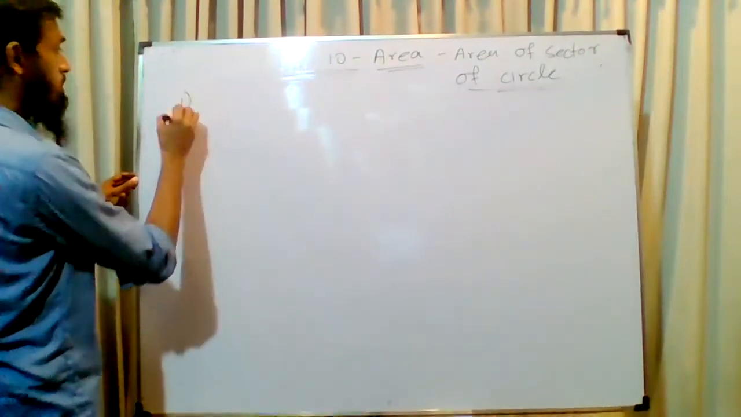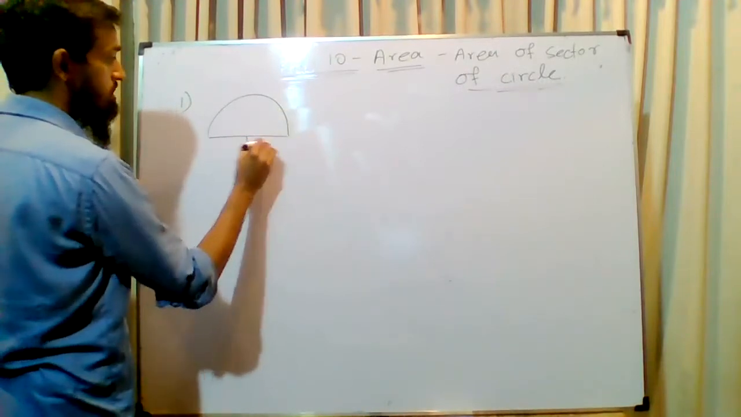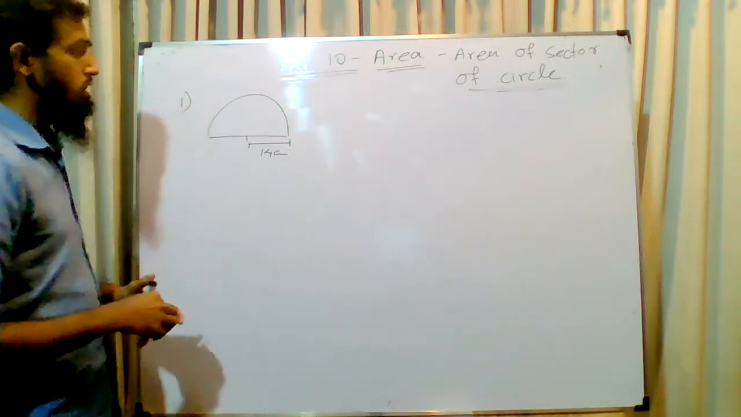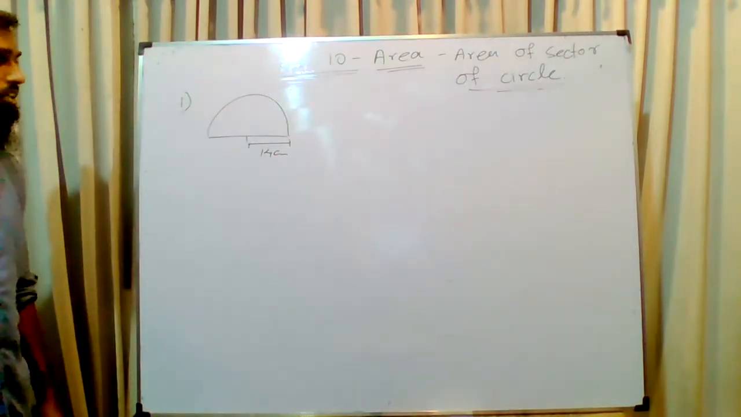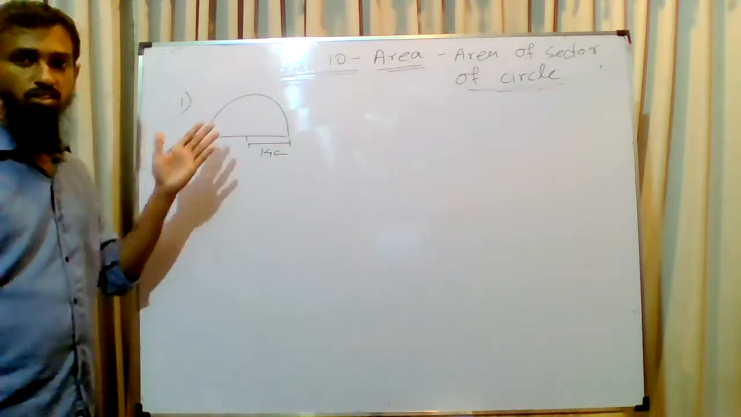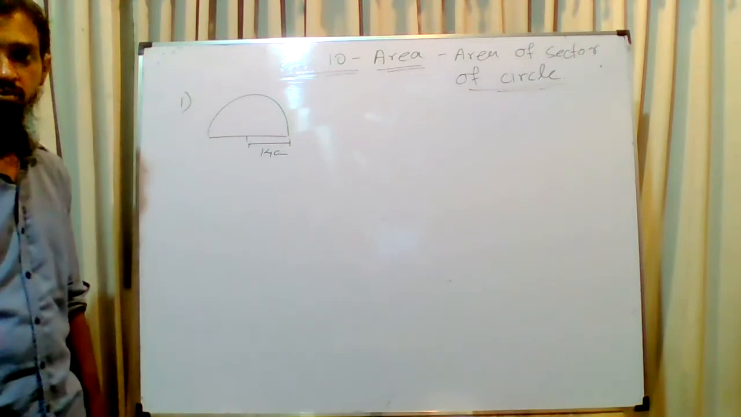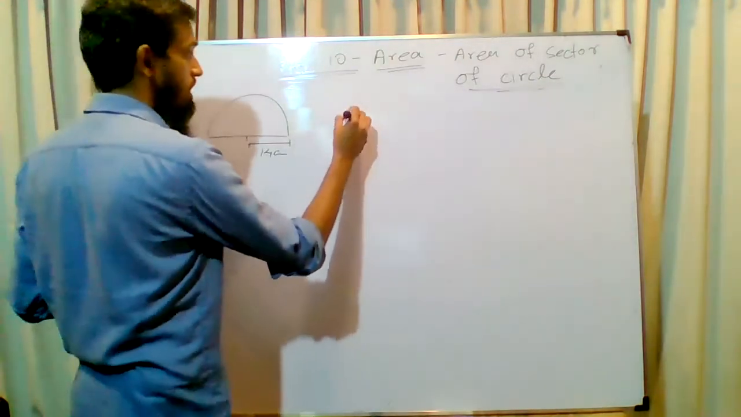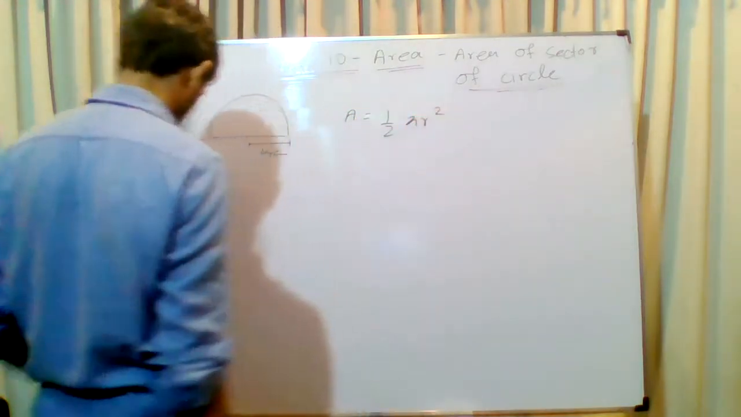Okay, first example question: draw a semicircle with radius 14 centimeter. Find the area of the given sector. The sector is a semicircle, so we directly know the portion. So area is equal to half into pi r square.